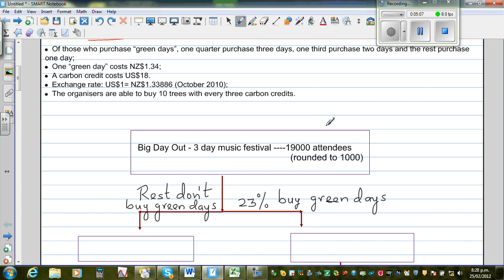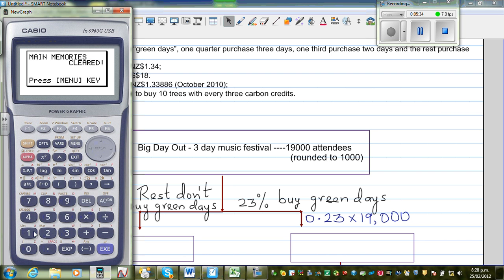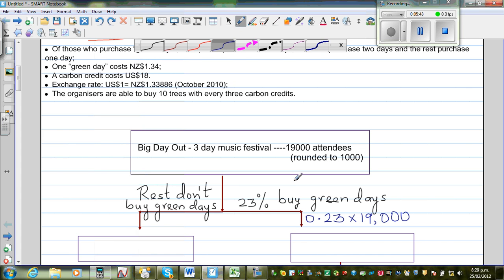So how will we do this? Let me use a blue color, a neutral color. 23% is 0.23 as a decimal. So 0.23 times 19,000 will give you the total number of people who have bought green days. Okay, let me get my calculator out. So this is 0.23 times 19,000. That is 4,370 people who bought green days.